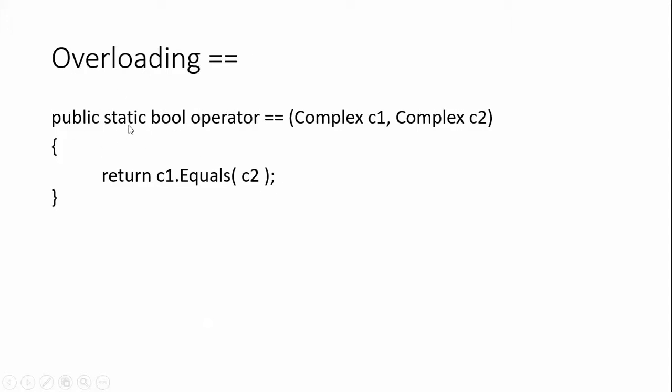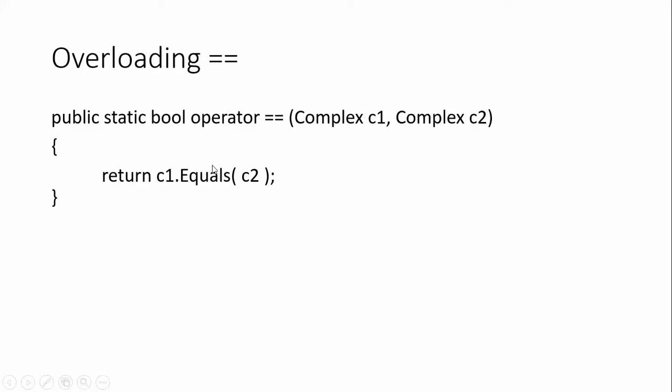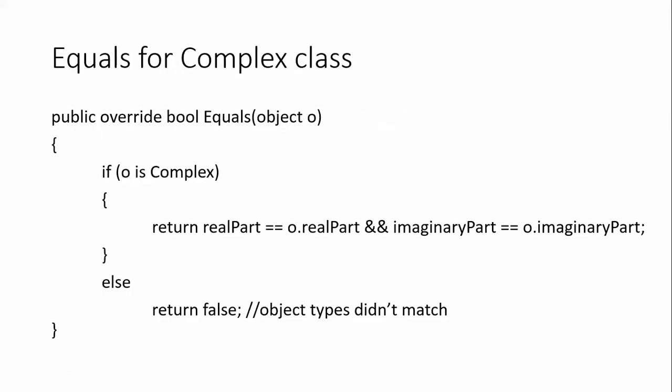So they're going to be public static methods. The return type is context dependent. Instead of a function name, you have the word operator followed by the actual operator, and then one or two parameters. So that's it. That's all you need to do to overload operators, and that should get you going in the homework.